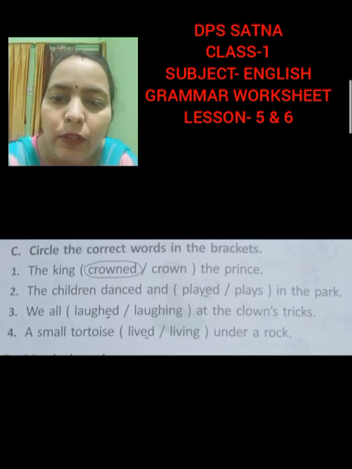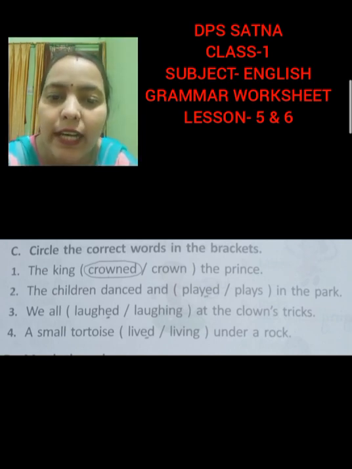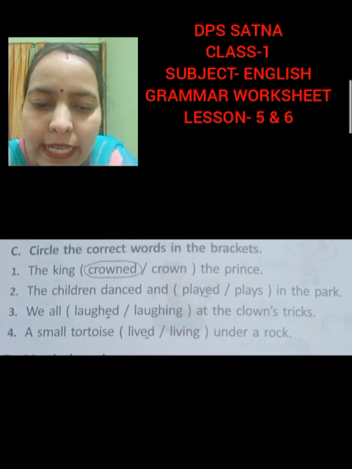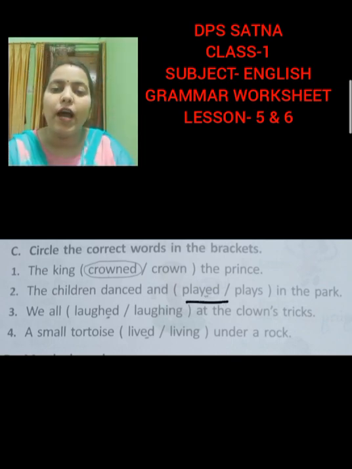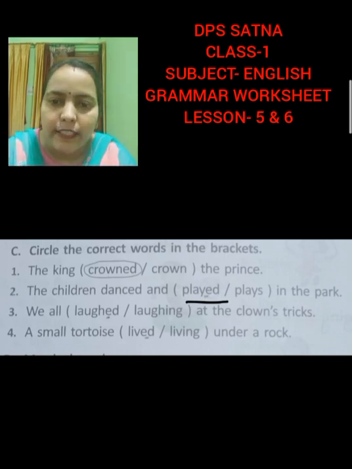Okay, now the second one, the children danced and dash in the park. So played in the park or plays in the park? So the correct word is played. P-L-A-Y-E-D, played. So I'm underlining the words. What you have to do, you have to circle it.